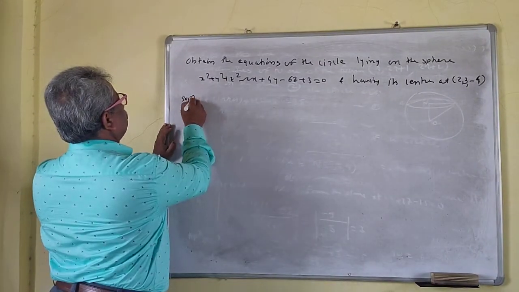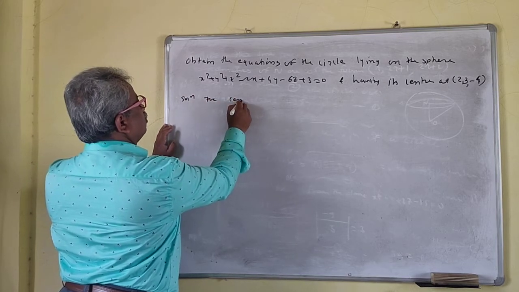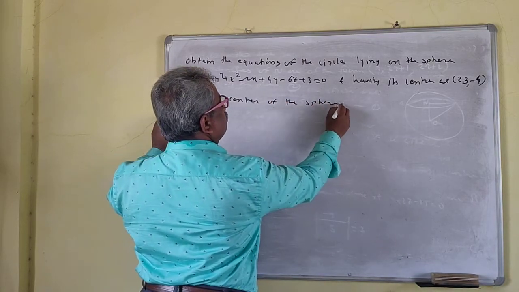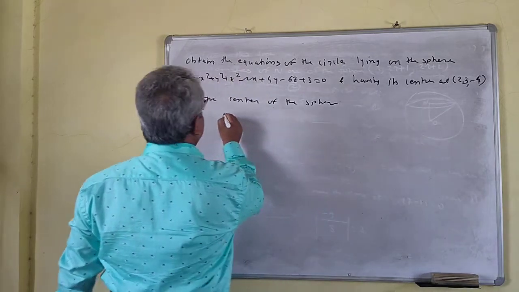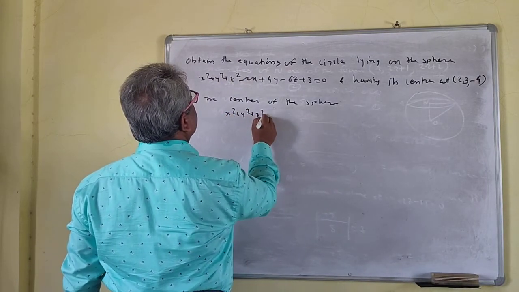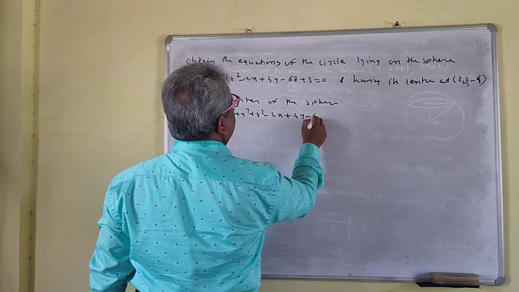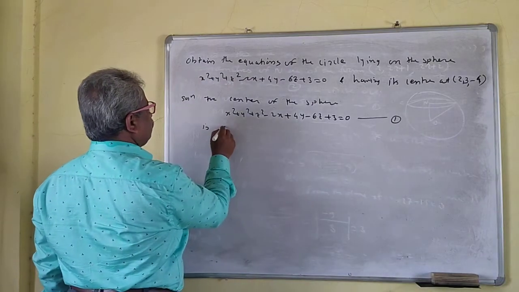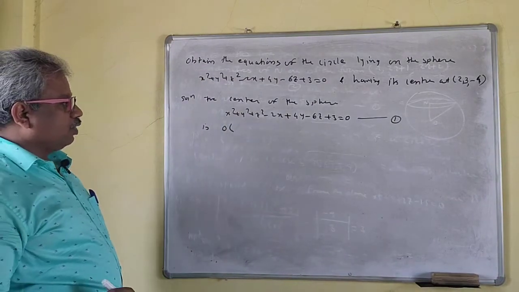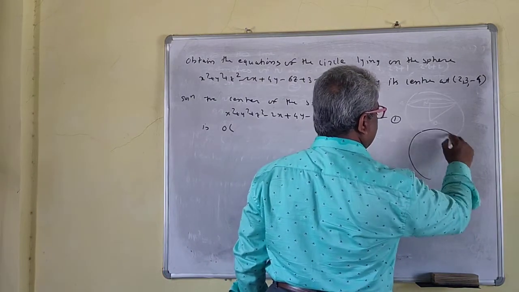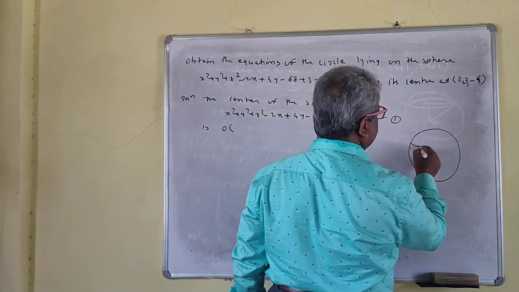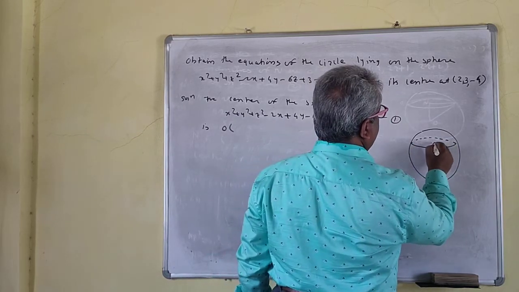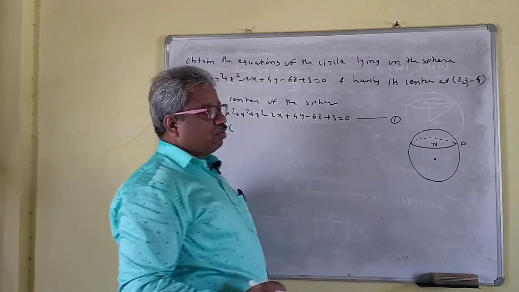Solution. The center of the sphere x square plus y square plus z square minus 2x plus 4y minus 6z plus 3 is equal to 0, I call this as 1, is O. So this is your given sphere. You want to find the equation of this circle. Suppose this is N, and this is P. You have the coordinates of N.